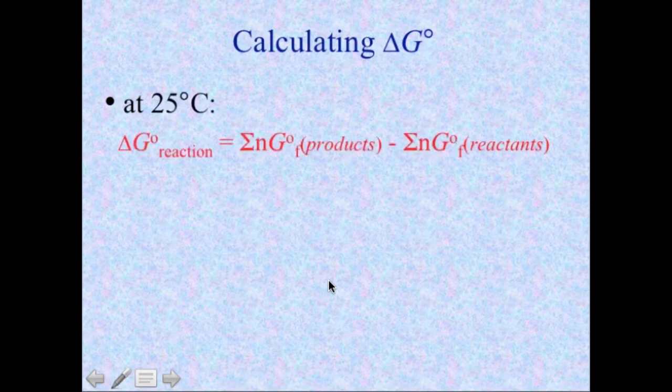Now let's learn how to calculate delta G. At 25 degrees, it's pretty simple. You go to the table and you look up free energies at 25 degrees Celsius, and that'll be per mole. So you take the number of moles of a given product times the free energy from the table, and any others. You add those all up. That's the sum of the free energies of the products, and you subtract from that the sum of the free energies of the reactants. That'll give you the free energy change of the reaction at 25 degrees.